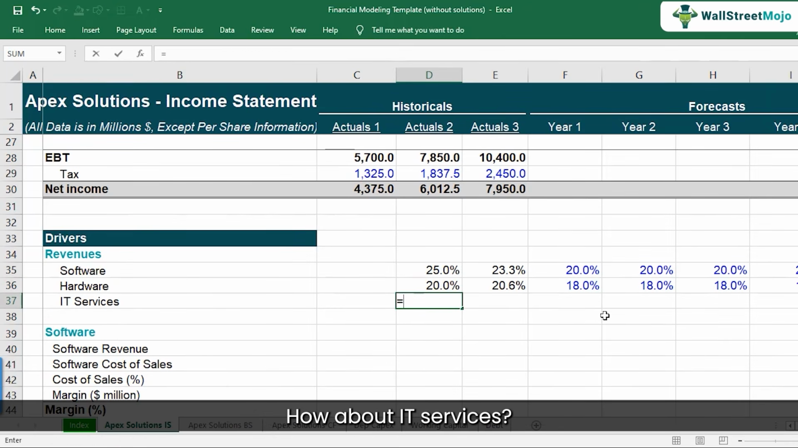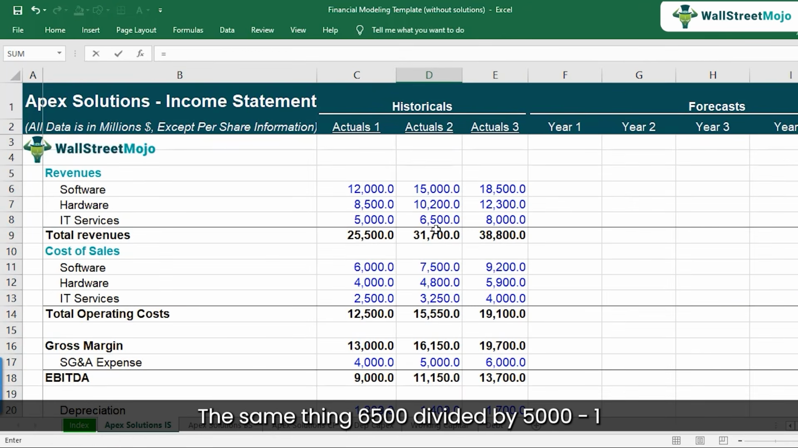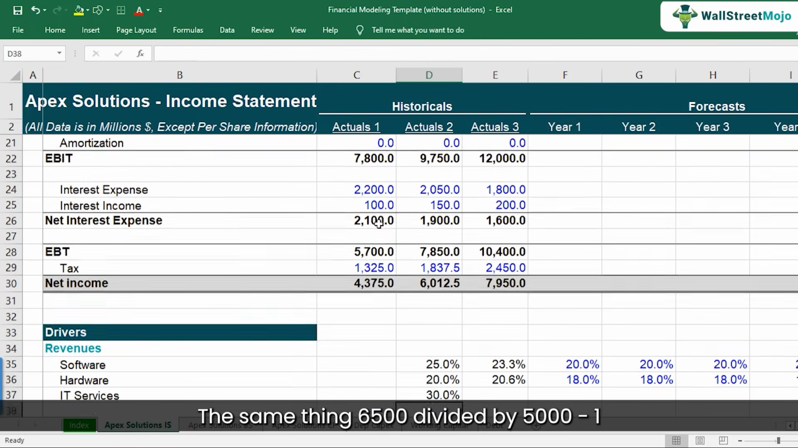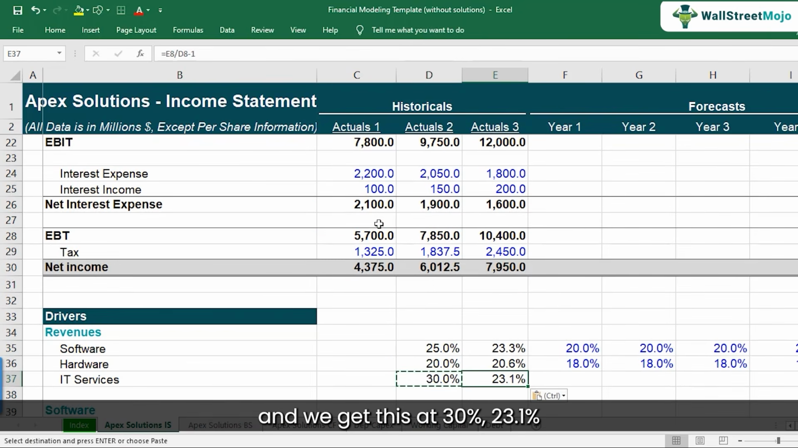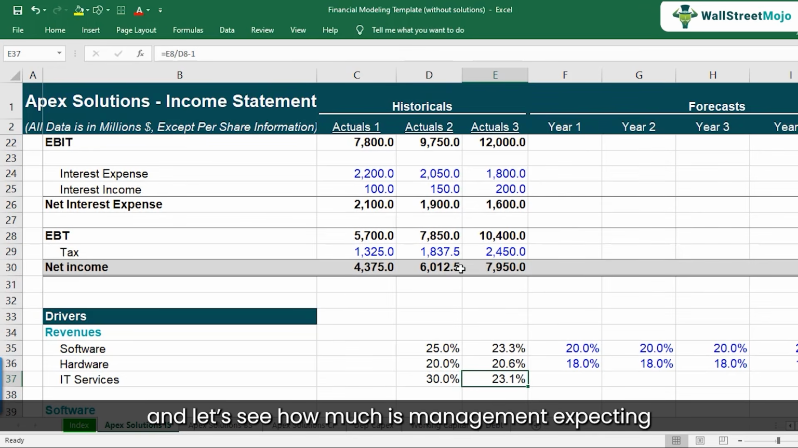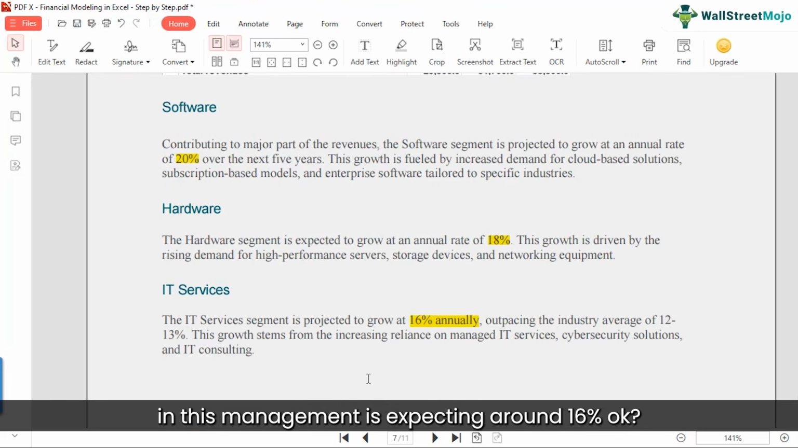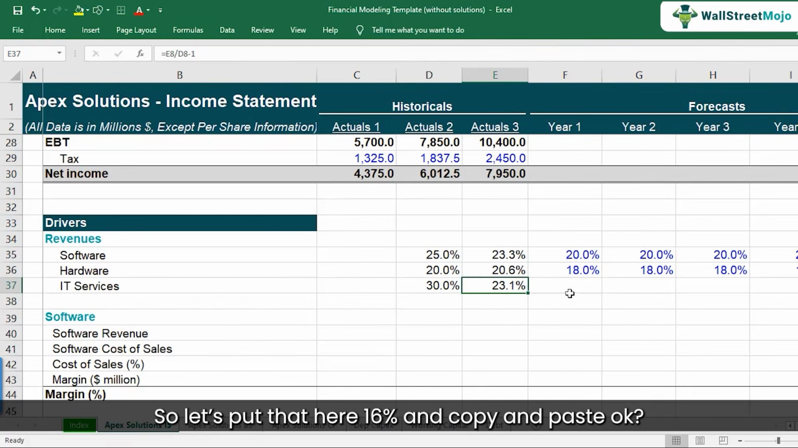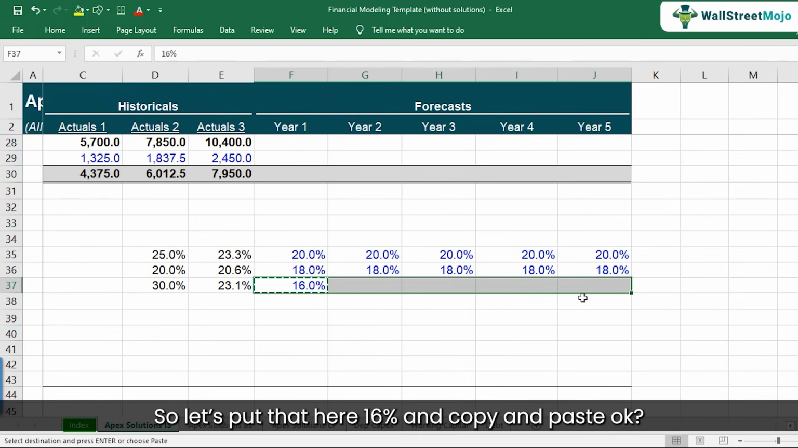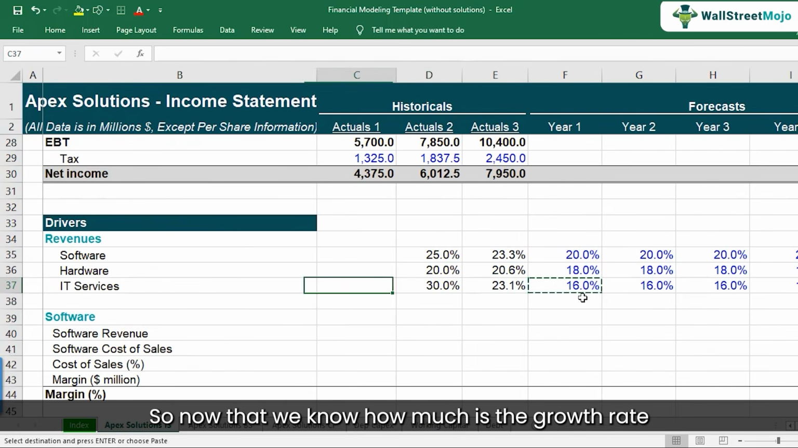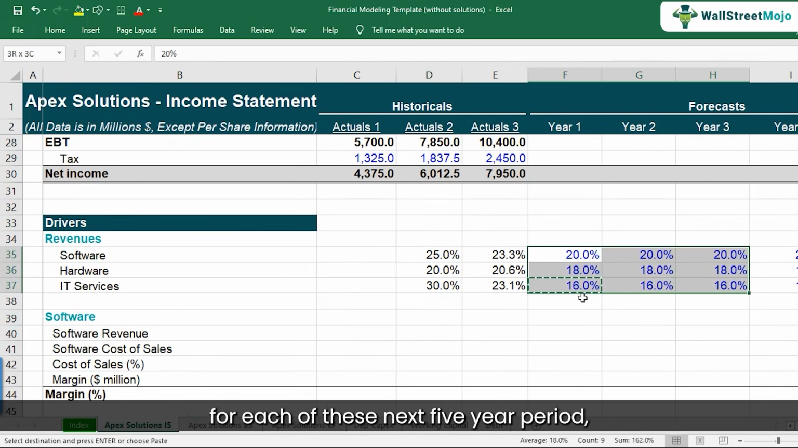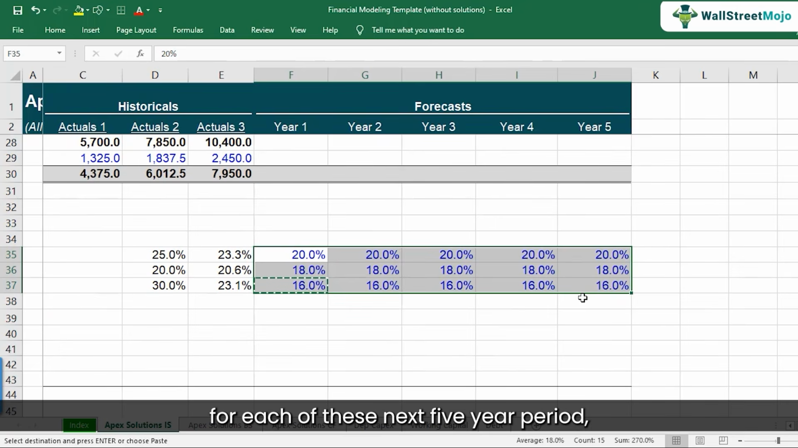How about IT services? The same thing, 6,500 divided by 5,000 minus 1, and we get 30%, then 23.1%. Let's see how much management is expecting in this. Management is expecting around 16%. So let's put that here, 16%, and copy and paste. Now that we know the growth rate for each of these for the next 5-year period, can we back calculate the revenue?